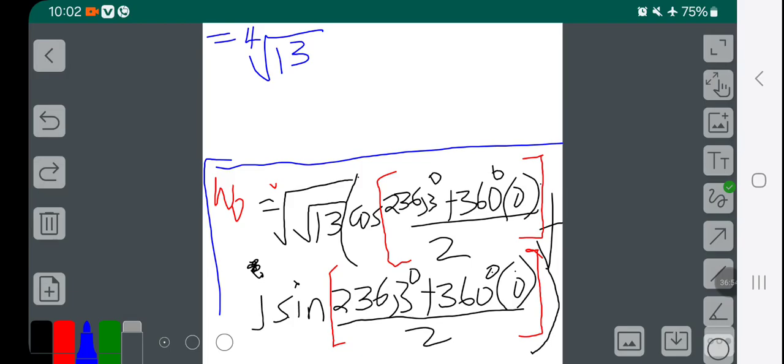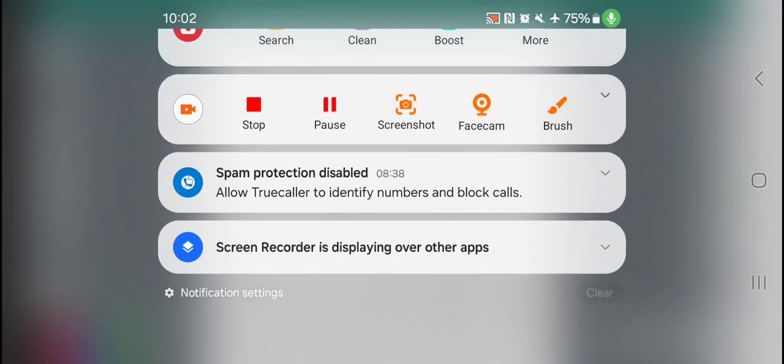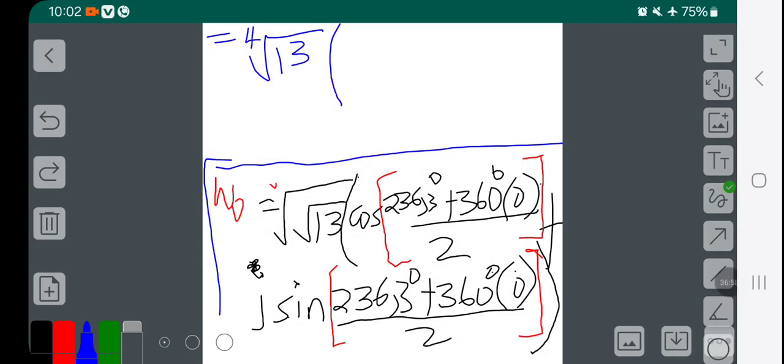Now let's move on. Opening bracket. So what is going to be your cos here? You can just use a calculator, guys. Say 236.3 degrees plus 360 times 0. It will be 0 here. So just divide by 2. So we are going to get 131.65.